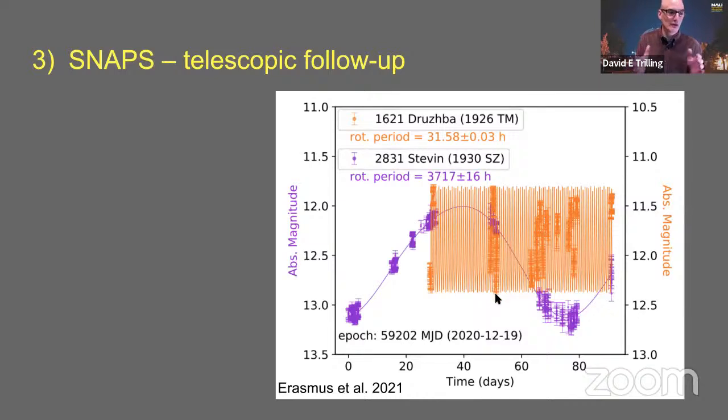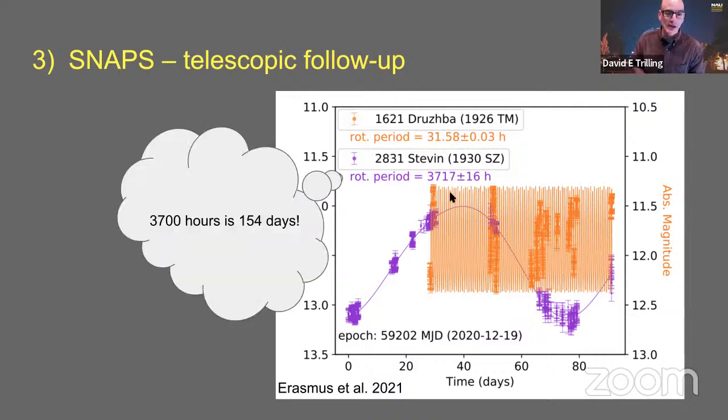And so we knew that the rotation period was going to be something like a few tens of hours or something like that. And it turned out to be about 32 hours. This one turned out to be about 3,700 hours. And if you're trying to do the math in your head, I did it for you this morning, 3,700 hours is 154 days. So this is an asteroid, few kilometers in size, that is rotating so slowly that it takes 154 days for this asteroid to do one complete rotation. Very unusual.